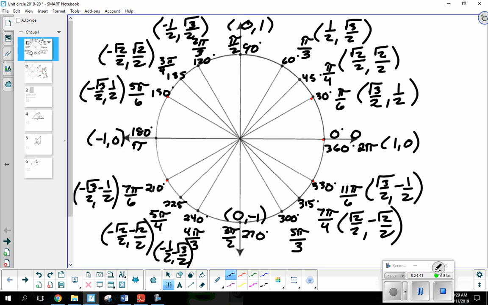Okay. And our last one, 300 degrees. Jake, what would that give me? There you go. And that is our unit circle. This is what we're going to be using for a very long time. In fact, our happy minutes are going to be based off this.